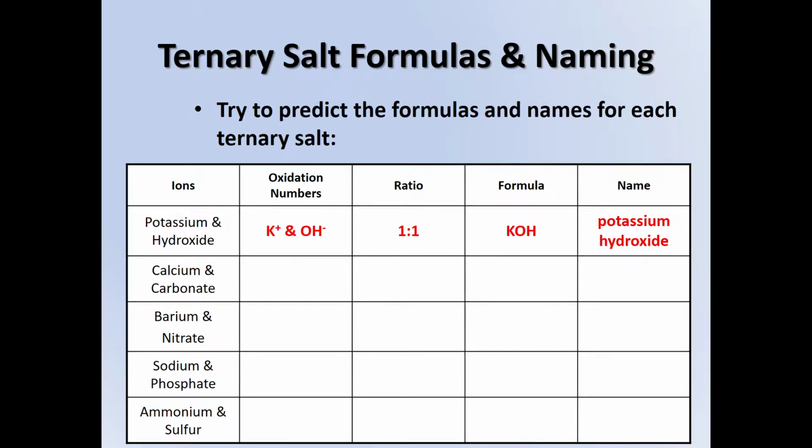Potassium and hydroxide. So I gave you a formula sheet with some ions. If you look up hydroxide, its formula is OH and its charge is negative. So this is a 1-to-1 ratio, so KOH. It's the formula. We would name it potassium hydroxide.